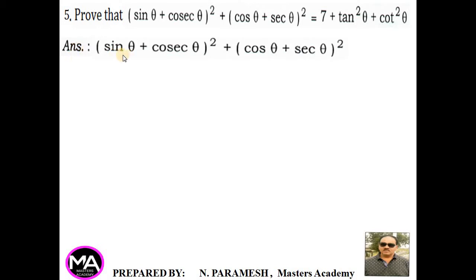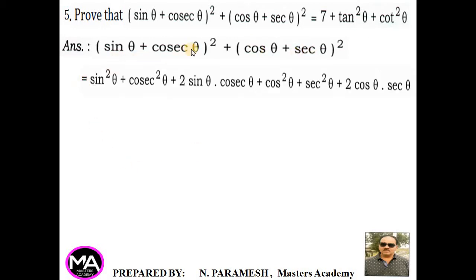Answer. LHS: (sin theta + cosecant theta) whole square + (cos theta + secant theta) whole square. Using (a + b) whole square = a square + b square + 2ab, that is sin square theta + cosecant square theta + 2 sin theta cosecant theta + cos square theta + secant square theta + 2 cos theta into secant theta. That is sin square theta as it is + cos square theta as it is + 2 as it is, sin theta into cosecant theta is 1, + cos square theta as it is + secant square theta as it is + 2 as it is, cos theta into secant theta is 1.